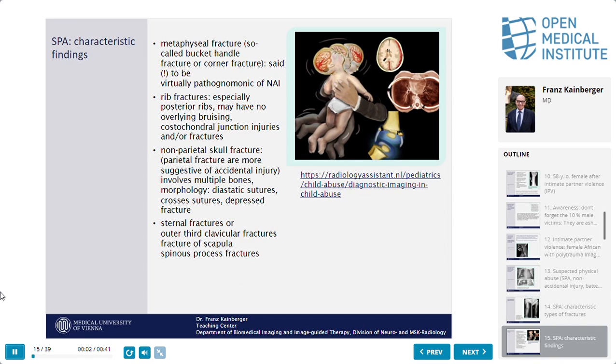And this is a wonderful drawing that I took from the Radiology Assistant homepage. It nicely shows the problem in what was formerly called shaken baby syndrome. Typically the metaphyseal fractures that you see here, avulsion fractures of the metaphysis. Rib fractures, especially of the posterior part, but could also be the lateral part, due to compression by the offender's hands. Non-parietal skull fractures, sternal fractures, outer third clavicular fractures, scapular fractures, and spinous process fractures. These are the typical findings that you see here.